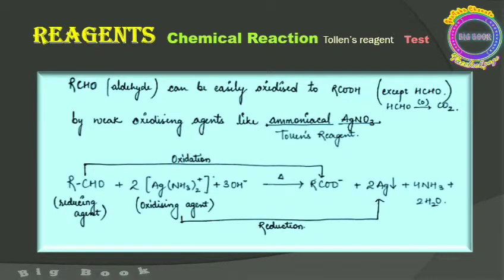So here HCOOH is not going to form. Instead of that, it is going to be oxidized to CO2. In the formula you can observe that this RCHO is going to react with the ammoniacal silver nitrate, and it is going to give rise to RCOOH, 2Ag, 4NH3 plus 2H2O.